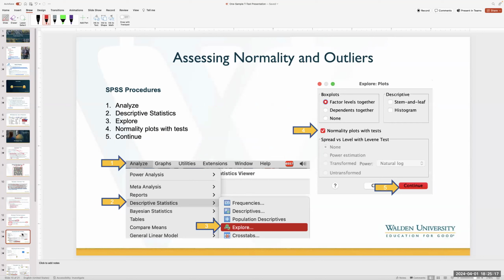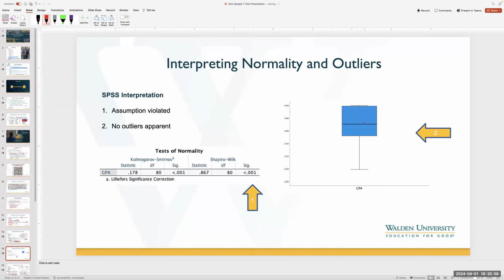From the main screen, you would hit Analyze. And these are the exact same steps we did when we were looking for normality and outliers in our descriptive statistics. Remember, we select Descriptive Statistics, we select Explore. We come up here to bullet number 4, normality plots with tests. Okay? And that's going to let us know if the data was normal or not, the normality test. We hit continue.